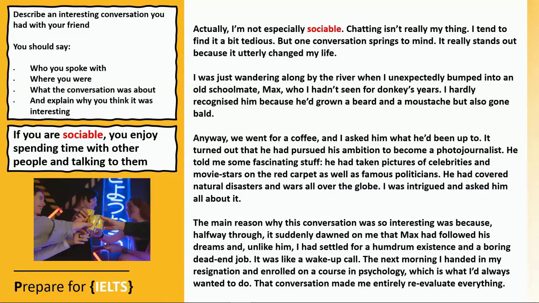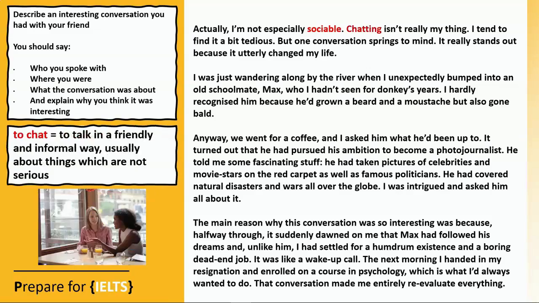This adjective we use to refer to people who enjoy spending time with other people and talking to them. Maybe you are sociable, maybe you are unsociable. It's always good to have adjectives which describe personality. Next, to chat, and of course you can say to talk, but if you can use more specific language, the examiner will be impressed. You will get a higher grade. So to chat means to talk in a friendly and informal way, usually about things which are not serious, like the weather or what you saw on television.